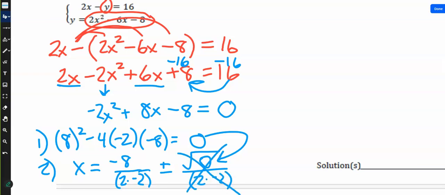So hopefully you know that that whole thing's going to become 0, because when 0 is in the numerator of a fraction, the whole fraction becomes 0. So we really have negative 8 over negative 4, which is 2.